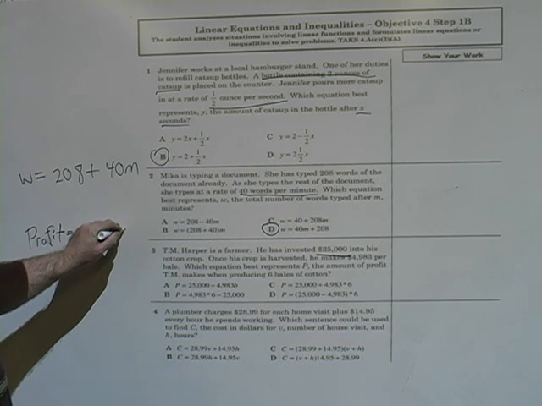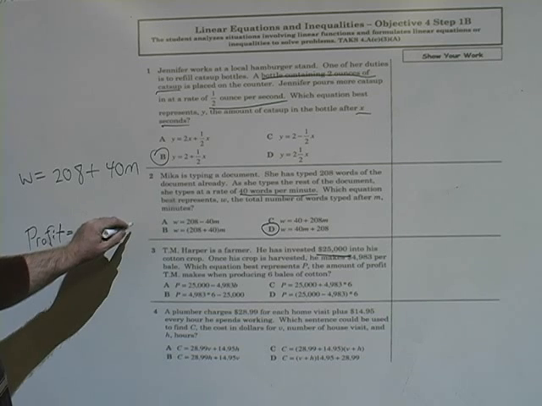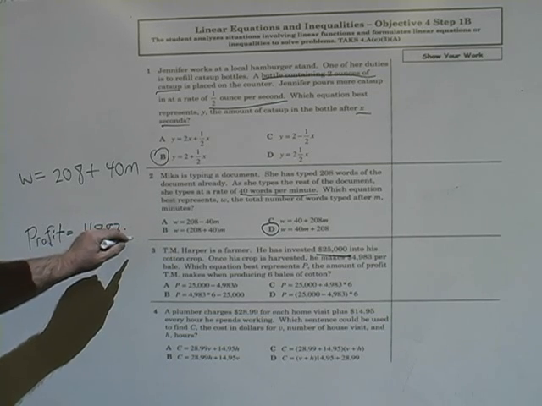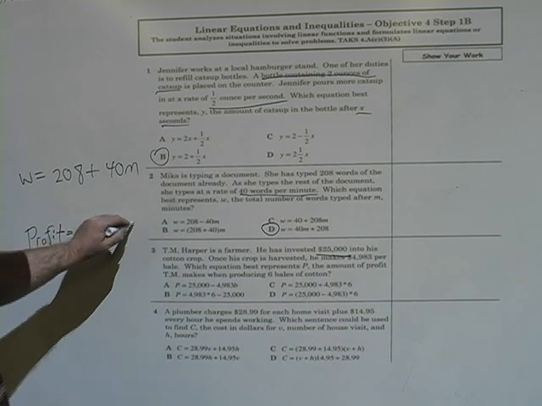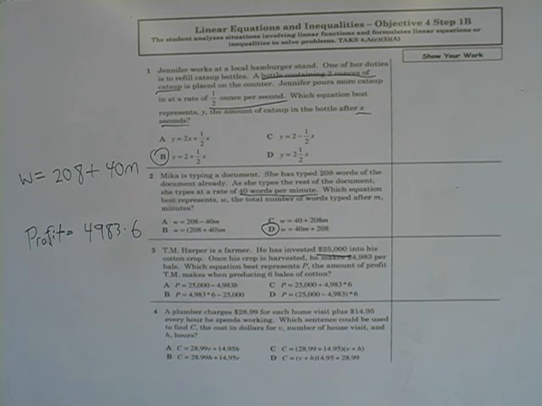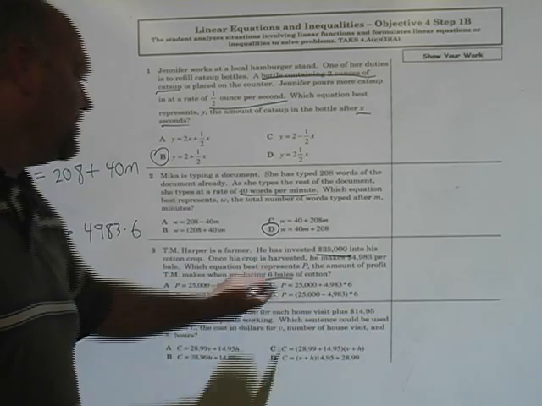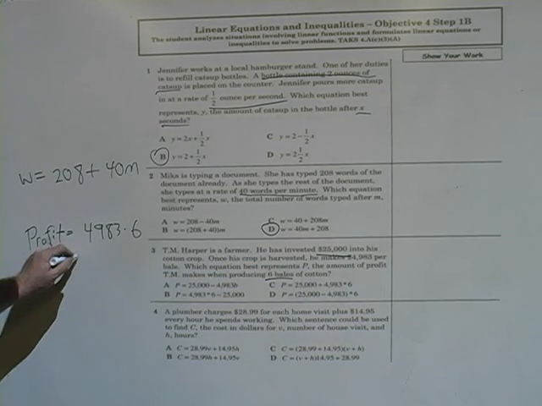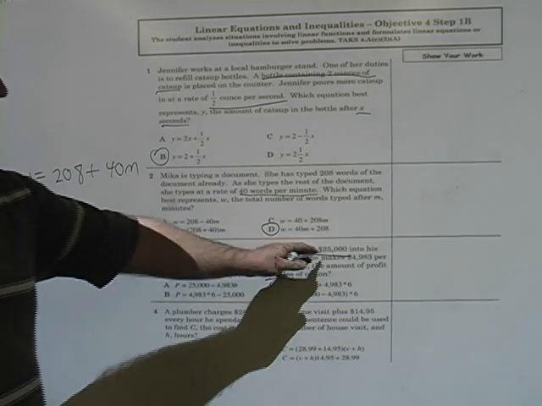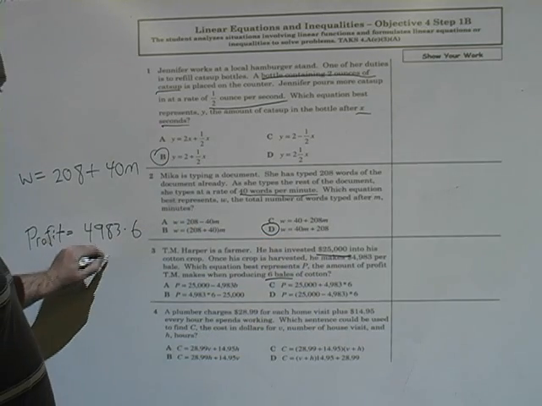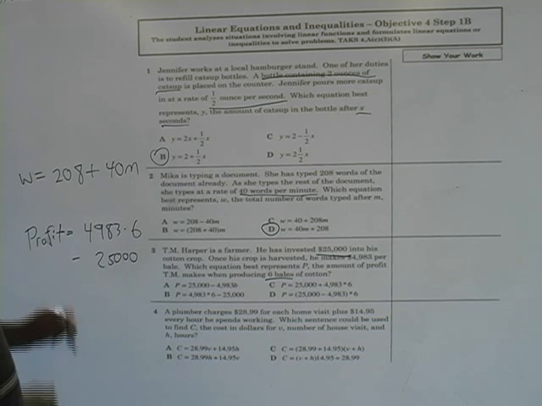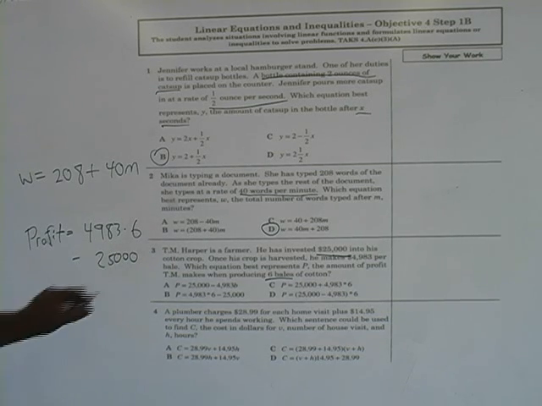Which is times 6. Tells us 6 bales, so minus how much he invested. 25,000. Okay. So answer B.